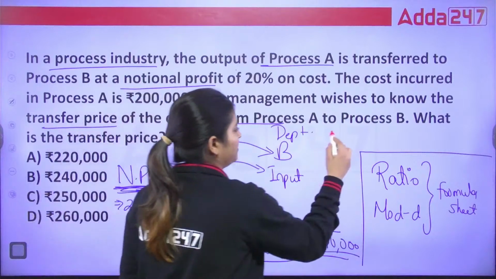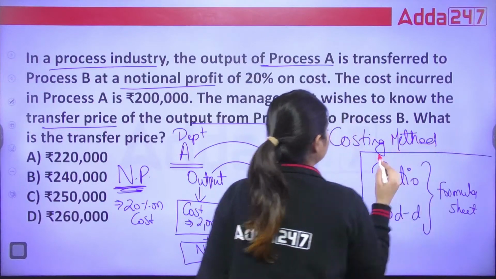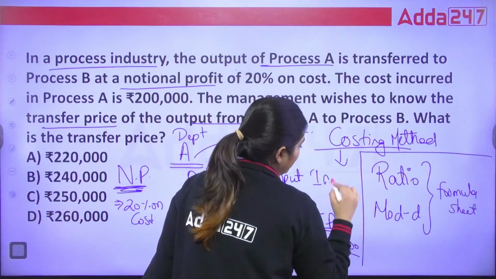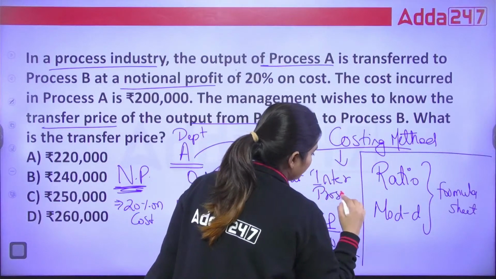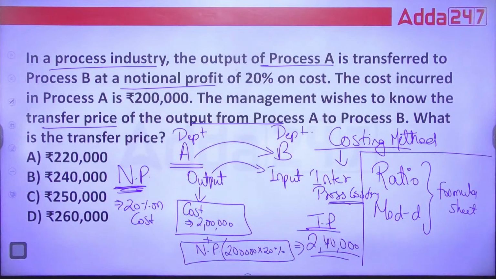Under your costing methods, this is one of the units from your module D. In costing methods, we need to read one subtopic known as interprocess costing. So this question is from this particular subtopic, interprocess costing. In the exam, they can ask you a question like this also. So which is your correct option? Option B.